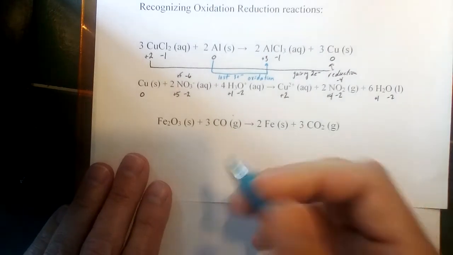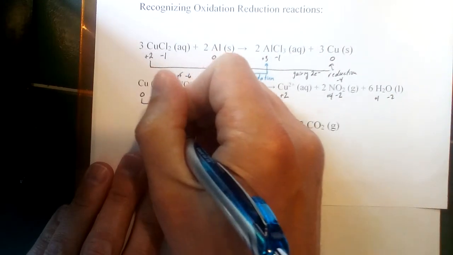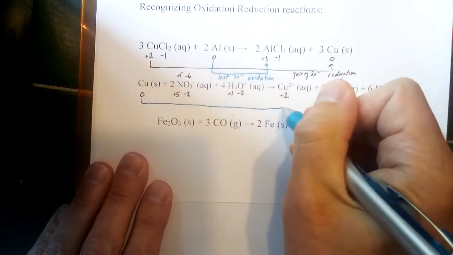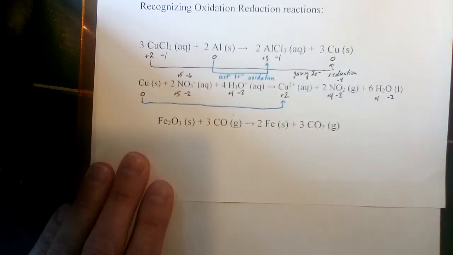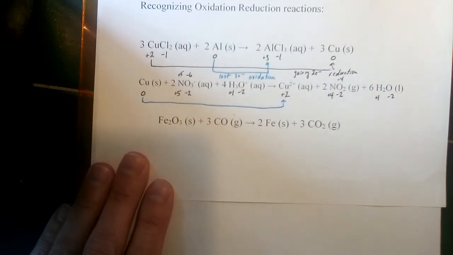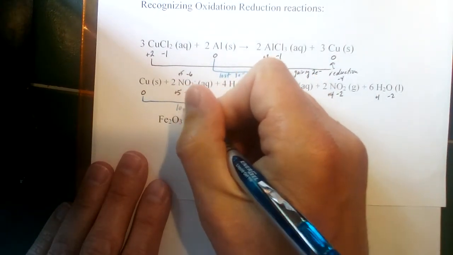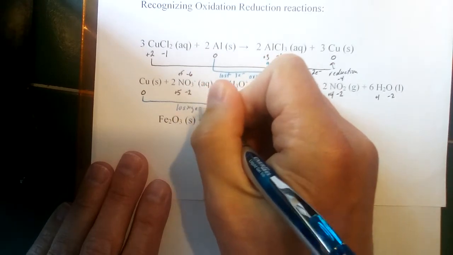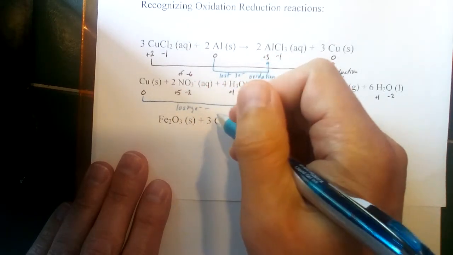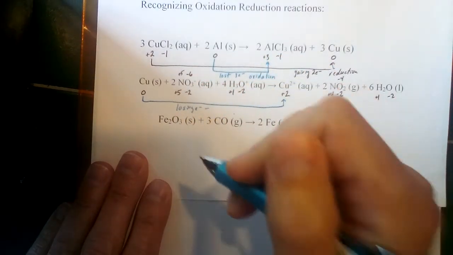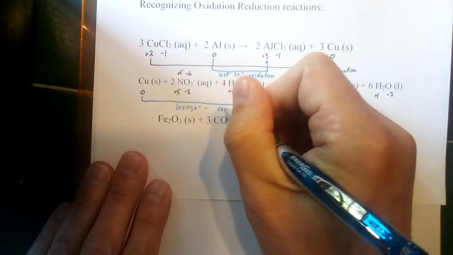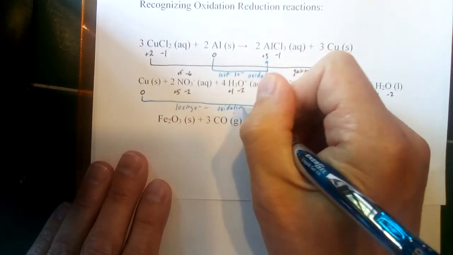Let me go with the color coding here. Copper went from 0 to +2. Right, so if it's getting more positive, that means it is losing the electrons, losing the negatively charged particles. So this is losing electrons. That, of course, is oxidation. Losing electrons is oxidation from LEO.